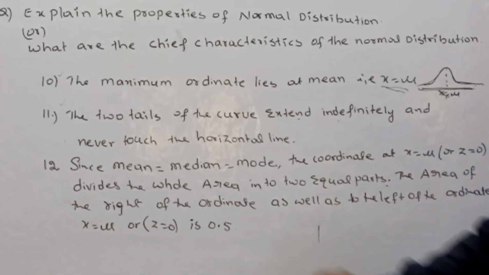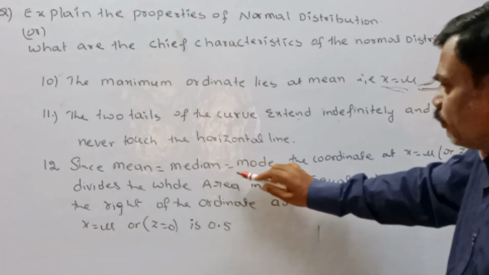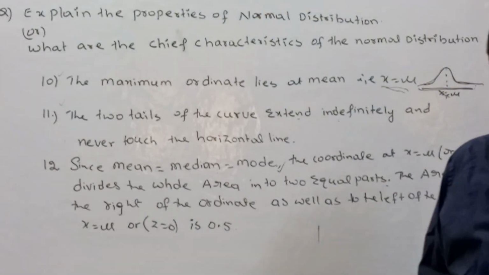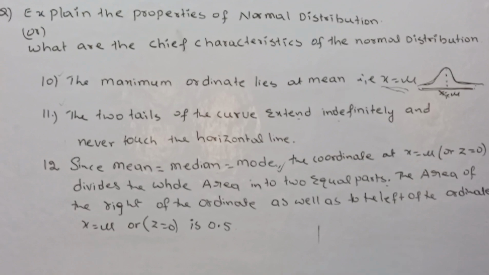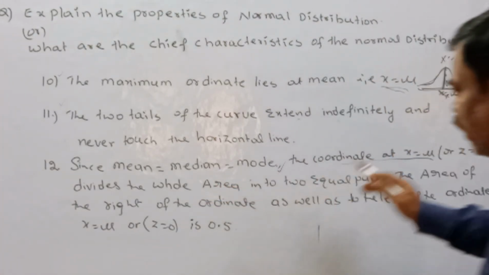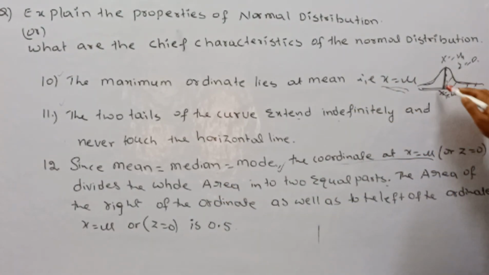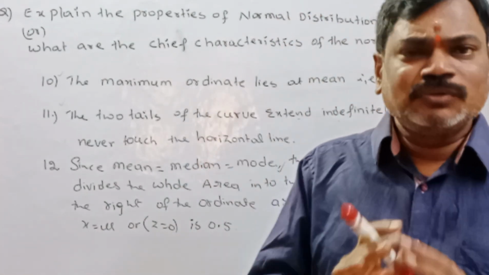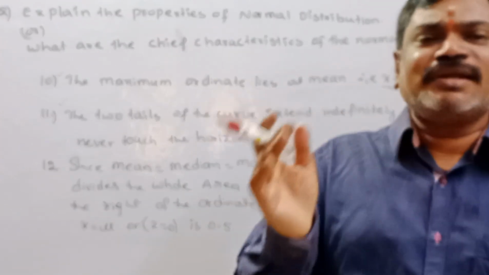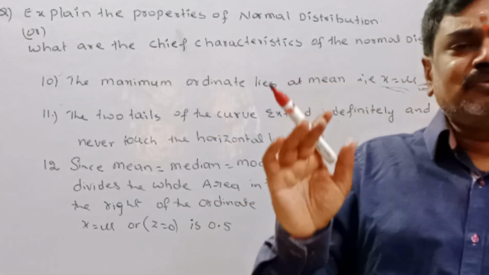Here, the 12th property: mean is equal to median is equal to mode, as we have already found. The coordinate x equal to mu, or z equal to 0, divides the whole area into two equal parts. That line divides the whole area into two equal parts. Why? Because of symmetry about x equal to mu.